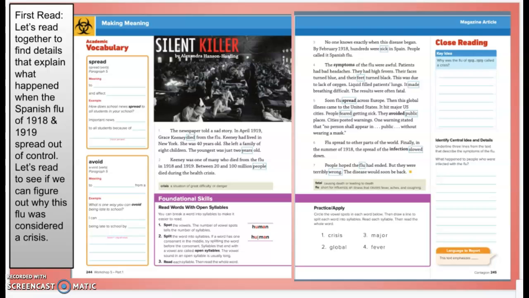Then this global illness came to the United States. It hit major U.S. cities. People feared getting sick. They avoided public places. Cities posted warnings. One warning stated that no person shall appear in public without wearing a mask. Flu spread to other parts of the world. Finally, in the summer of 1918, the spread of the infection slowed down. People hoped the flu had ended, but they were terribly wrong. The disease would soon be back.